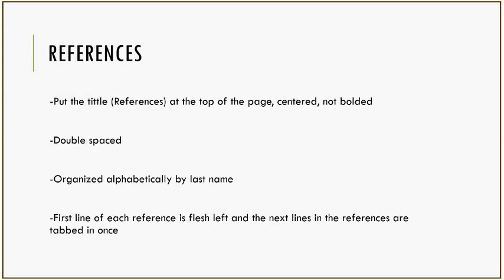Okay, we're going to jump to references for a moment, and we'll go backwards from here. When you're ready to do your references, for the title of the references section, you put the word references at the top of the page, centered and not bolded, just like with your abstract. Remember to keep all the references double spaced, and organized alphabetically by last name. The first line of each reference is flush left, and the next lines in that same reference are always tabbed in one time. We'll see some examples coming up, and there's a lot of rules about the references, so this is a section to be really aware of.